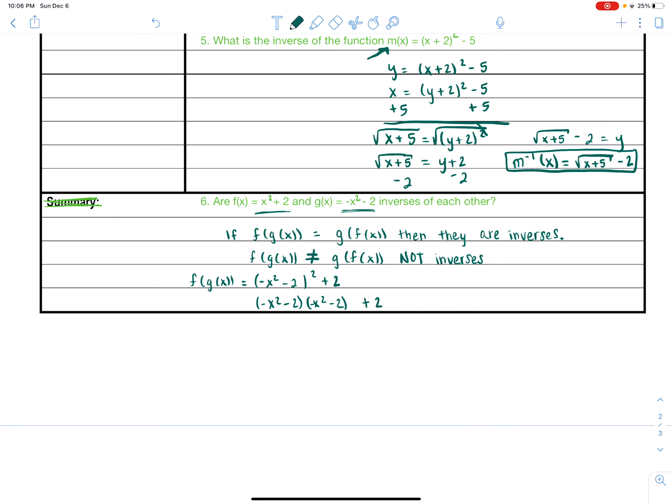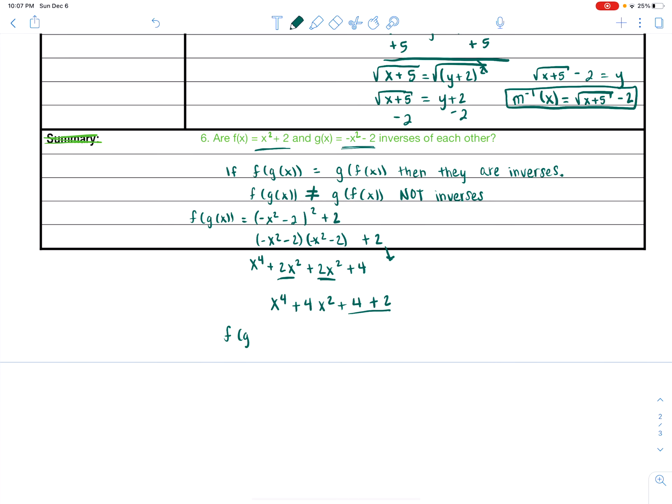Negative x squared times negative x squared is positive x to the fourth. Negative x squared times negative 2 is positive 2x squared. Negative 2 times negative x squared is positive 2x squared. Negative 2 times negative 2 is positive 4. I'm going to bring this plus 2 down later, okay? I'm going to combine like terms. So x to the fourth plus 4x squared plus 4. And now bring our plus 2. Now we can combine those. So f of g of x equals x to the fourth plus 4x squared plus 6.